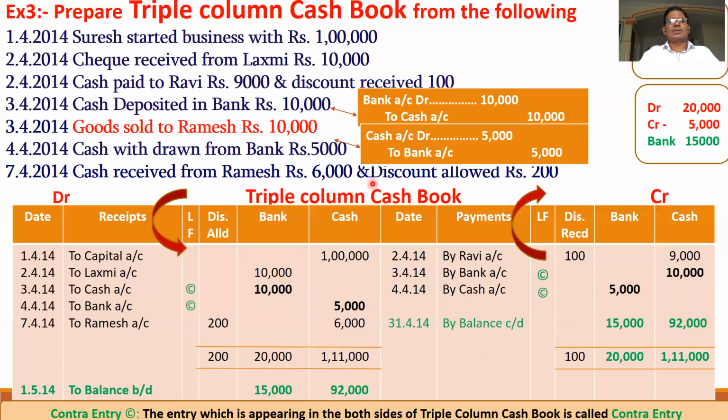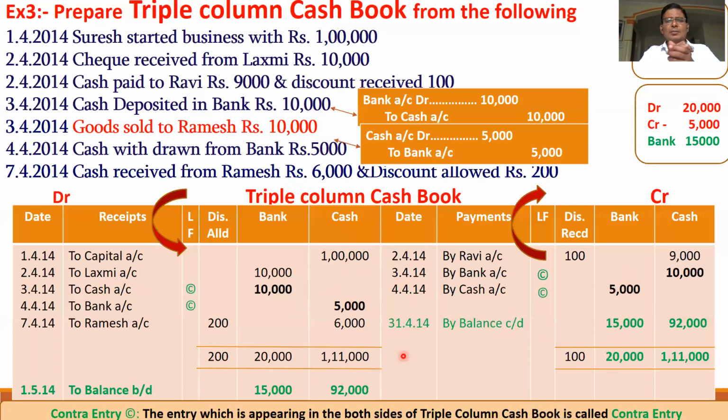Cash received from Ramesh 6,000. Cash coming in, cash is debited, and the discount allowed to me is 200. Already we discussed this. This is about triple column cash book recording. So what are the contra entries? Cash deposit in bank and cash withdrawn from bank. There are two contra entries in this problem.